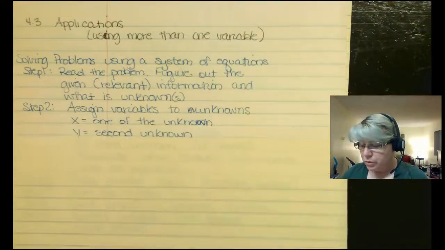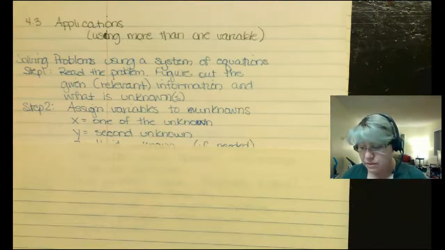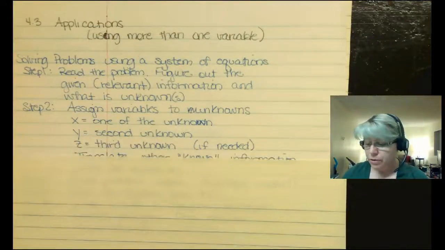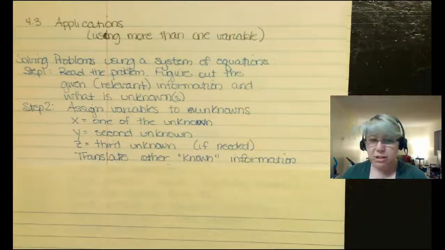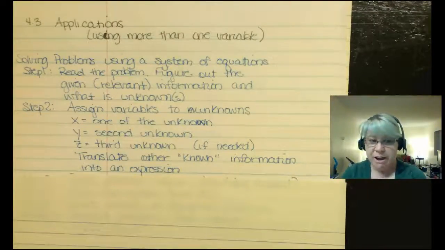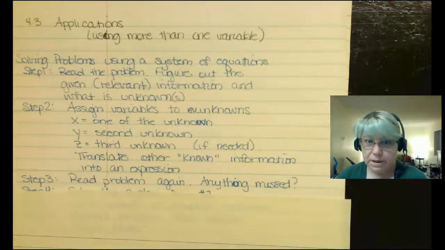Second, we generally assign variables to our unknowns, like x for the first unknown, y for the second unknown, z for the third unknown if you need it. Then you need to translate all the other known information with the unknown information into an expression. At this point, you want to reread the problem. Why? Because what if you missed something, or what if you grabbed information that was irrelevant, right?